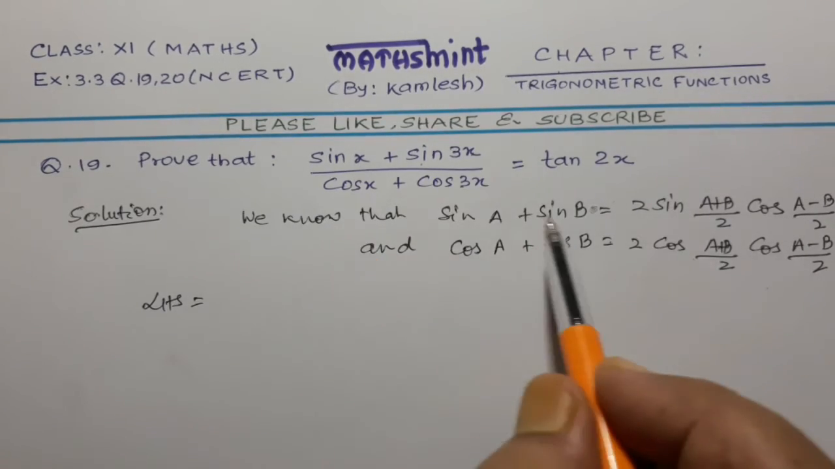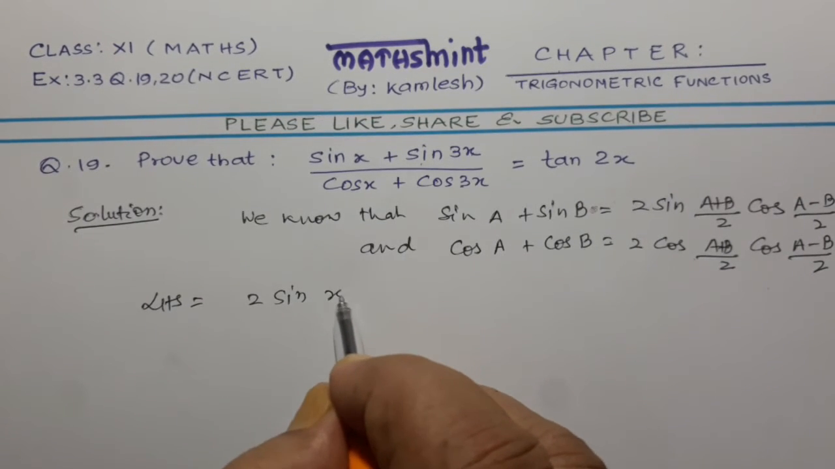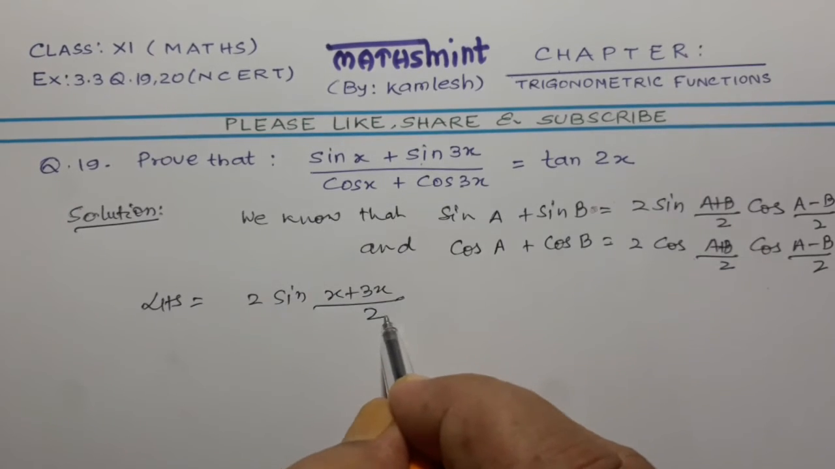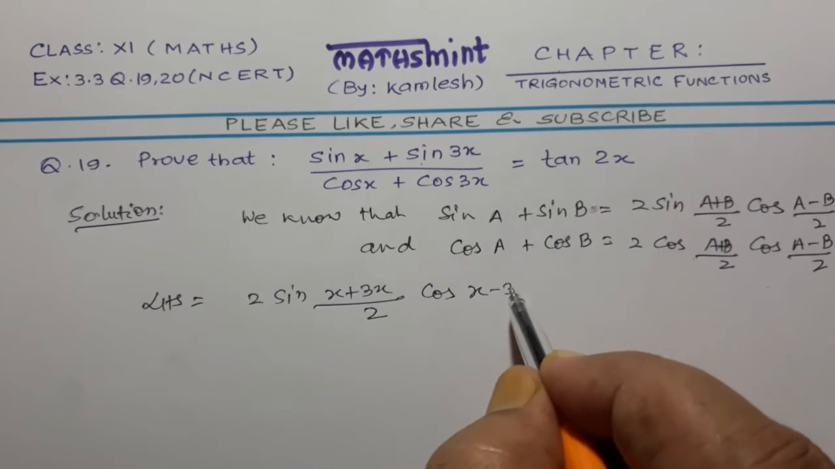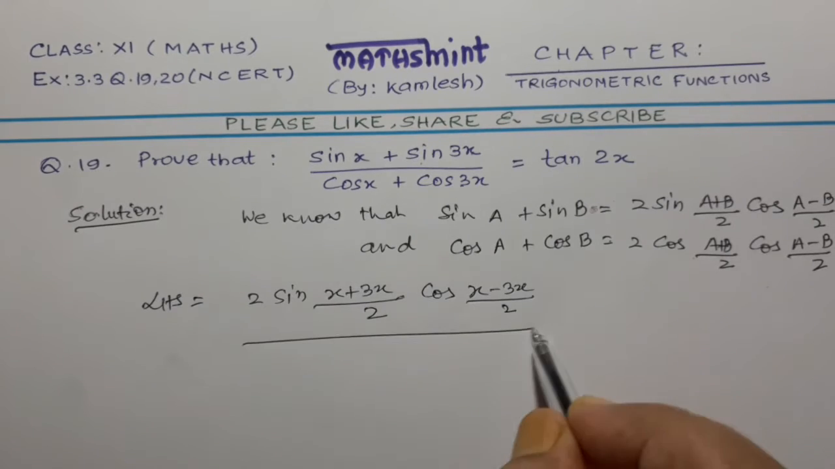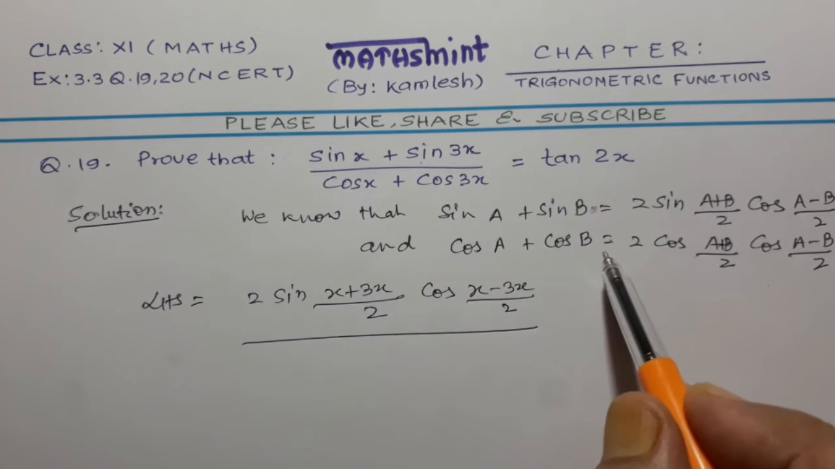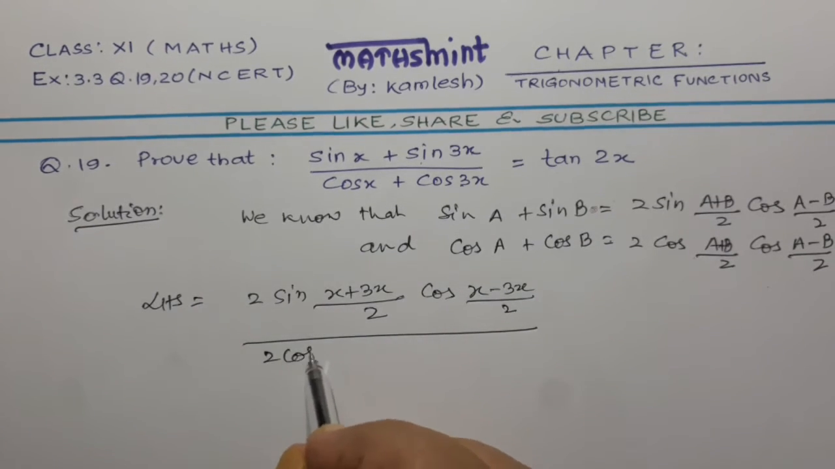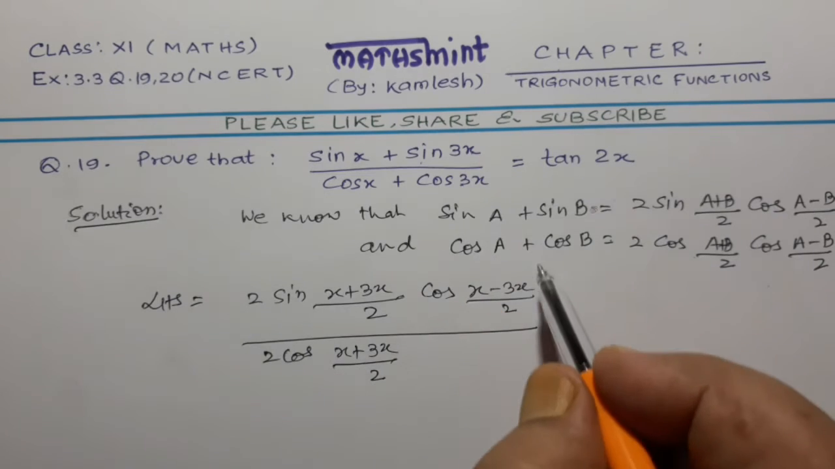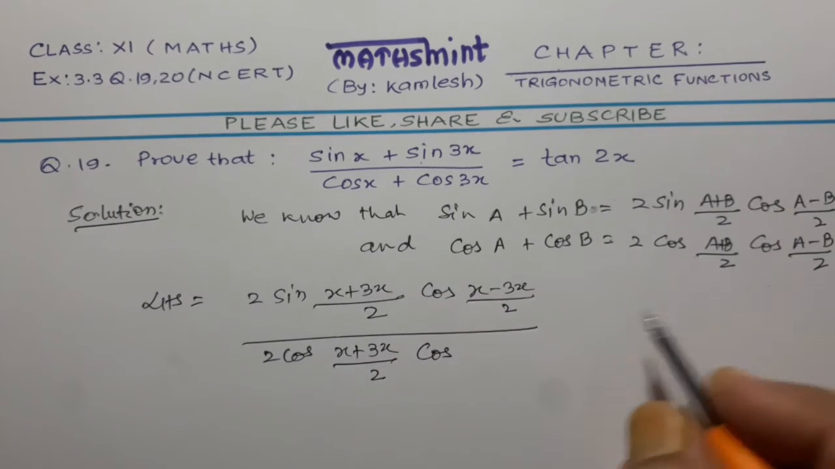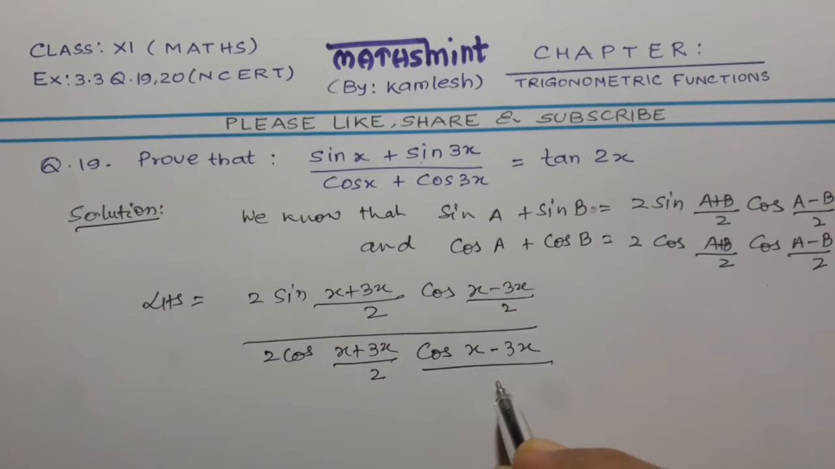Here A is x, B is 3x, so it will be 2 sin (x plus 3x) divided by 2 into cos (A minus B, means x minus 3x) divided by 2, and this will be divided by cos x plus cos 3x, that will be equal to cos A plus cos B. So we shall write 2 cos (A plus B, means x plus 3x) divided by 2 and cos (A minus B), here A is x, B is 3x, so (x minus 3x) by 2, right?